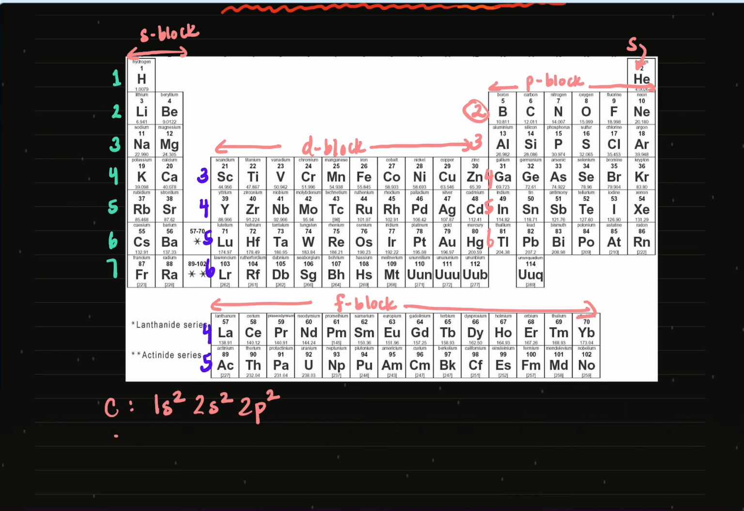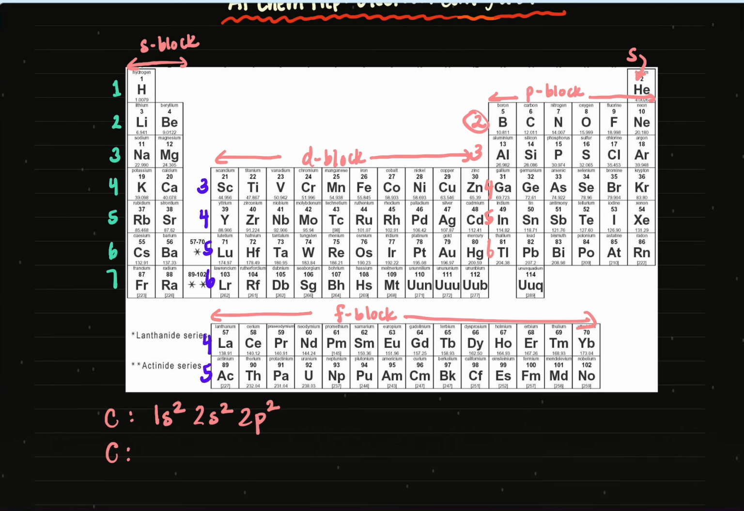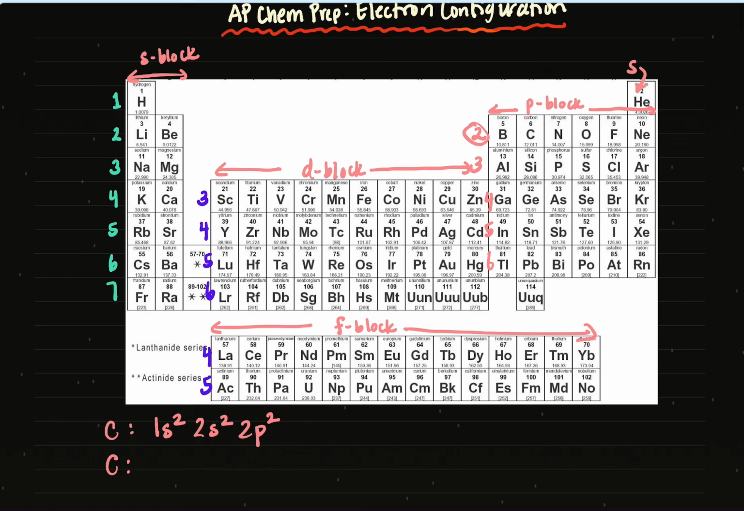configuration. So if I pick carbon again, to do the noble gas version, what you do is you go to the noble gas that's closest to carbon, the one that's actually before it. So in this case, the closest noble gas before carbon is helium. So we say square bracket helium, so that means carbon has the same electron configuration as helium, but we have to keep going. So with an additional 2s2, so lithium and beryllium, and then go across again, 2p2. Okay, that's how we do electron configuration with our block method.